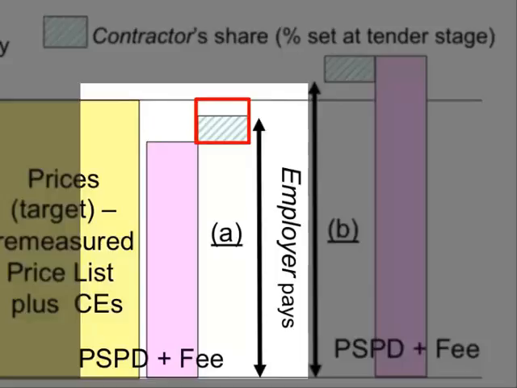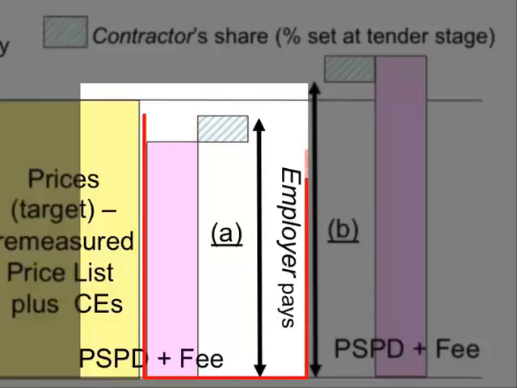Remember, the share percentages are stated in the contract data at tender stage, so the employer has predefined how he will share any savings with the contractor. On this slide, it would look like the contractor is being paid approximately 50% of any savings. So the employer's total cost is the defined cost plus fee plus the contractor's element of the share.